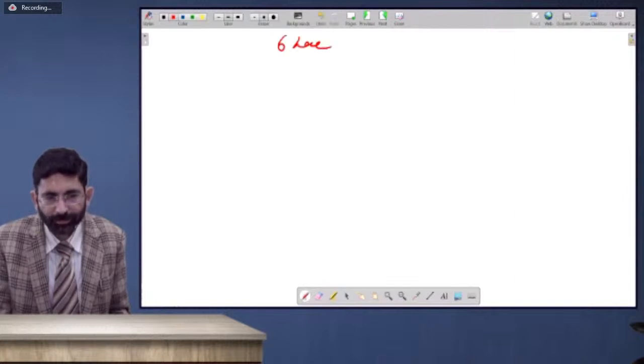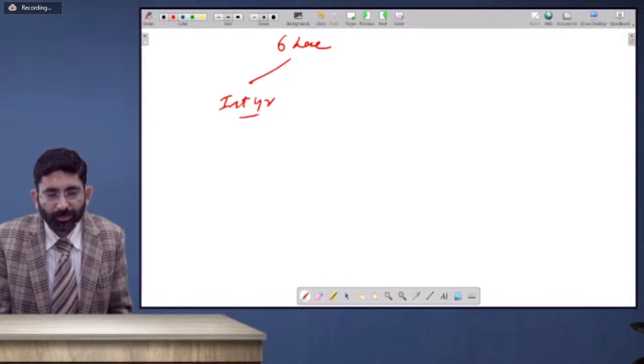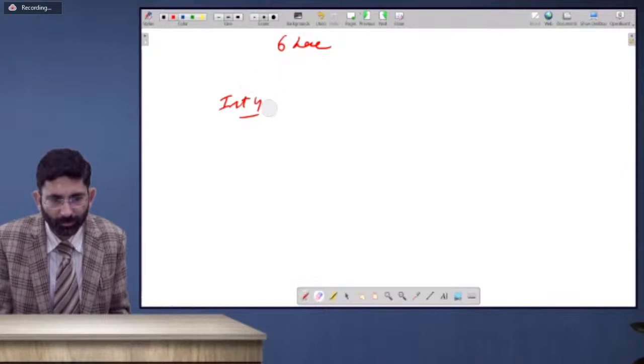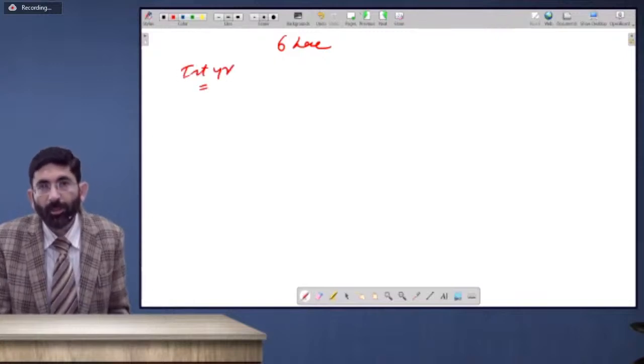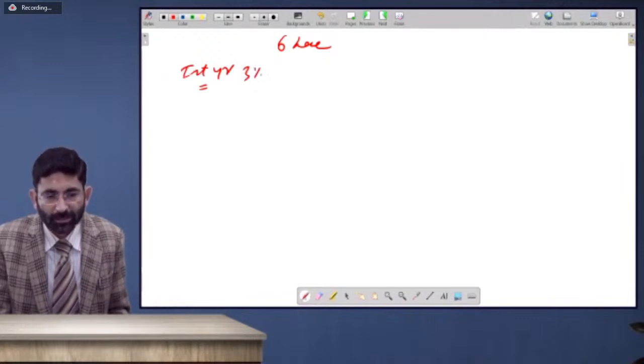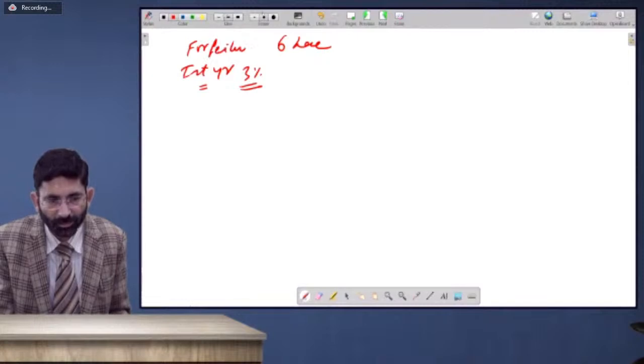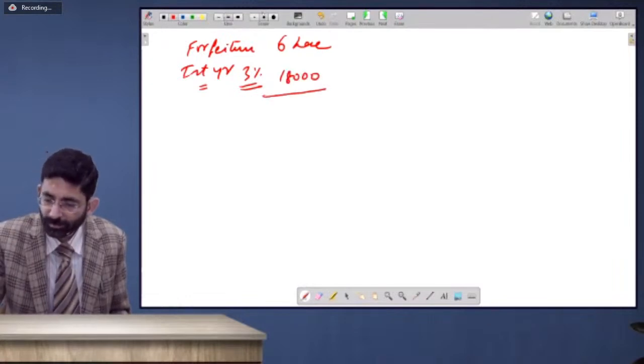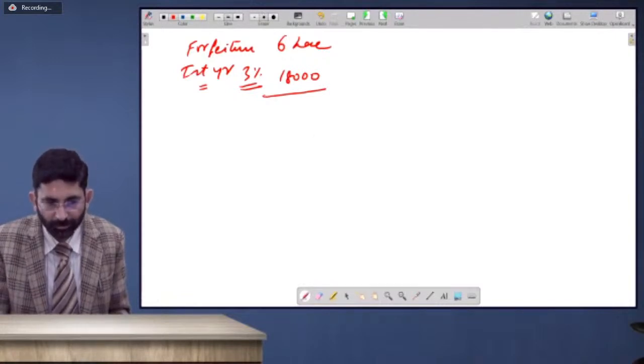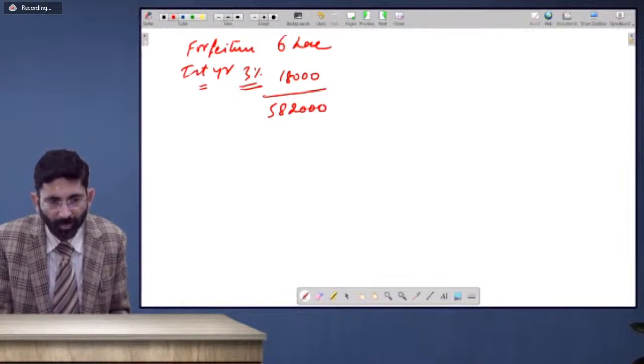It was 6 lakh in total. First year. How much will be forfeited at the end of first year? Let's understand this. 3% will be forfeited. 3% forfeiture. So 3% means 18,000. So balance left will be 5,82,000, end of first year.